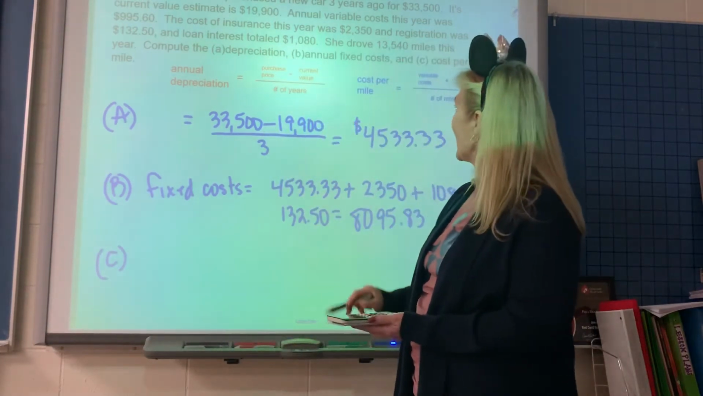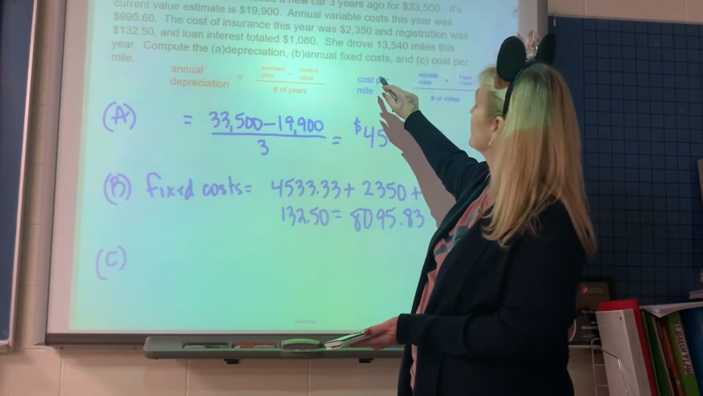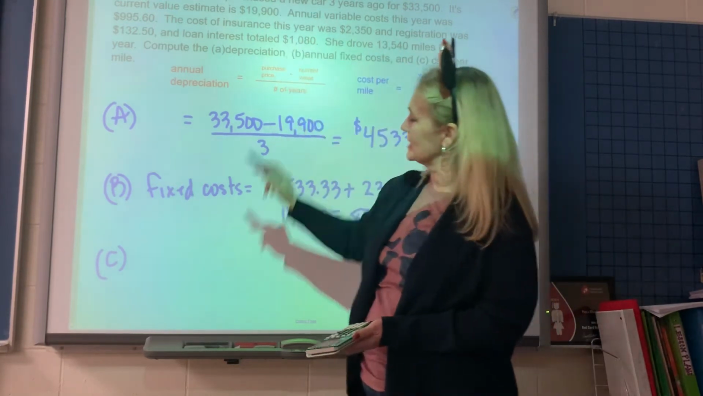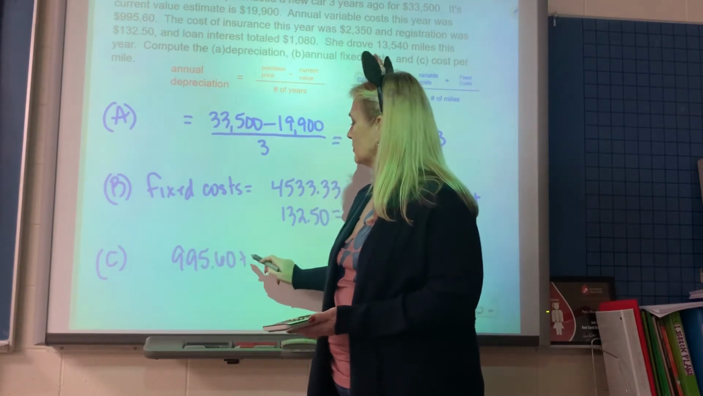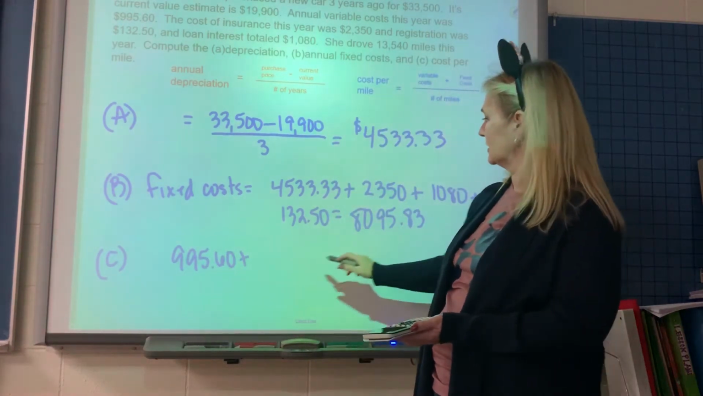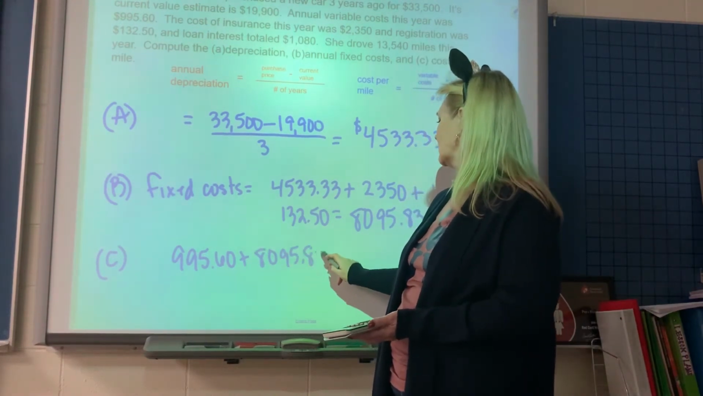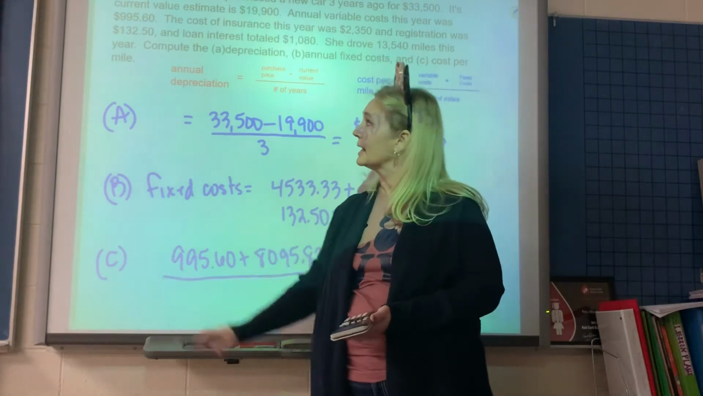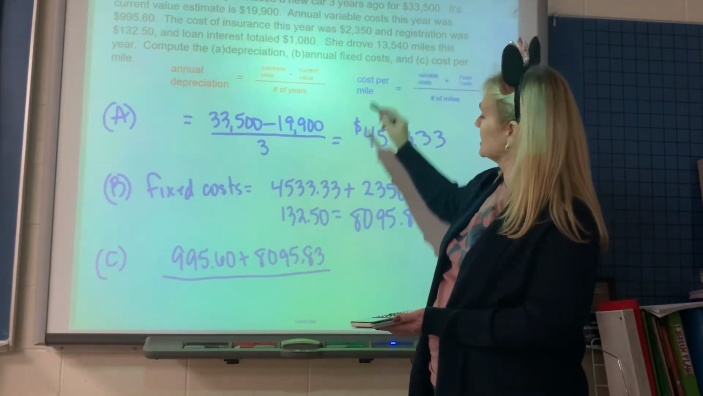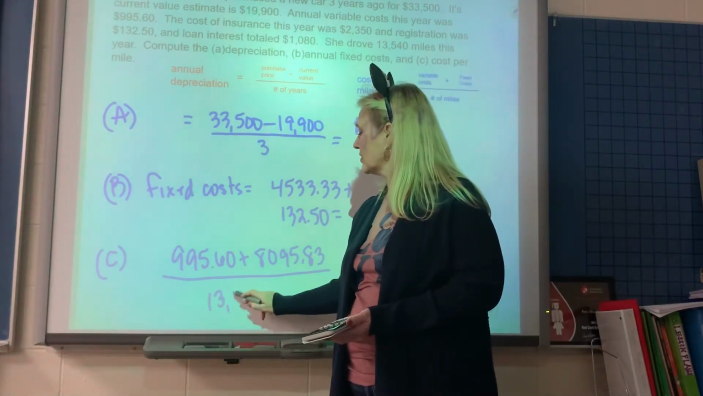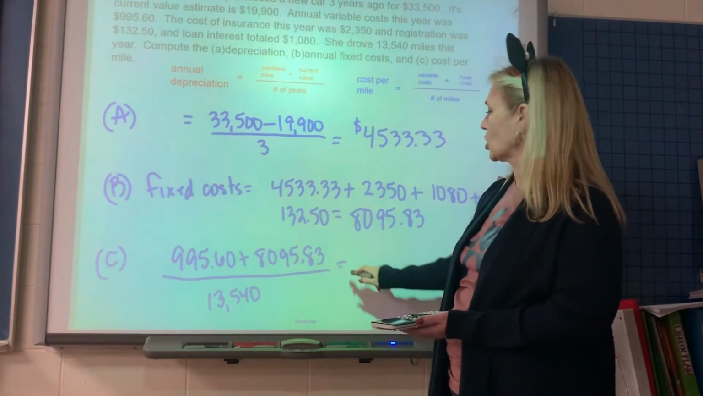Okay, part C, find the cost per mile. You're going to add up both your variable and your fixed cost. The variable cost they gave you: annual variable cost this year was $995.60, plus your fixed cost, which we just calculated for the year, $8,095.83. You're going to add those up and divide it by number of miles driven. It says she drove 13,540 miles this year. So what is her cost per mile?